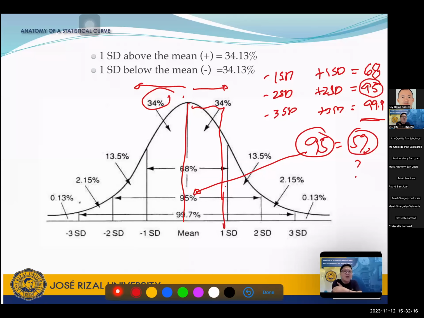Ganun. Okay? But what is the possibility of taking an exam that your score will fall within 1 standard deviation, negative 1 and positive 1 standard deviation? 68%. So what happens to the remaining of 68%?